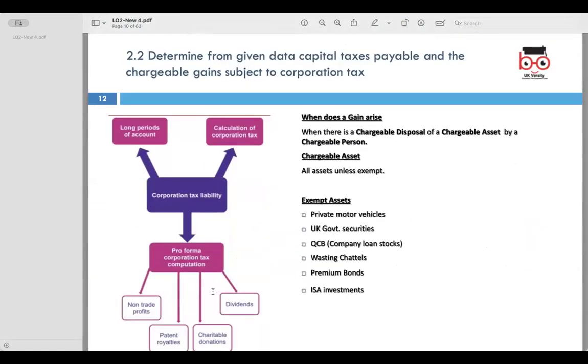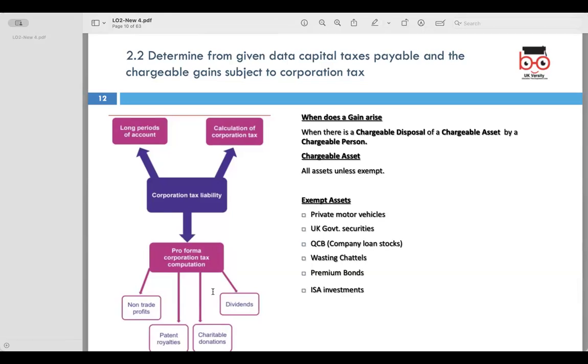Determine from given data the capital tax payable and the chargeable gain subject to corporation tax. So basically, what does a gain arise? Gain arising occurs when there's a taxable sale or disposal of something valuable by someone who is subject to paying taxes on it.